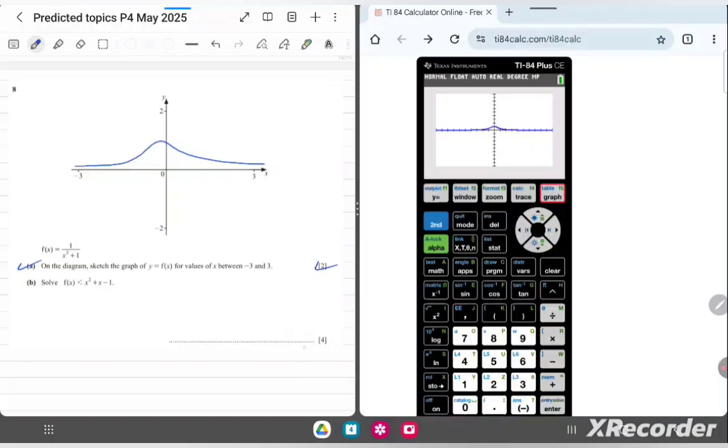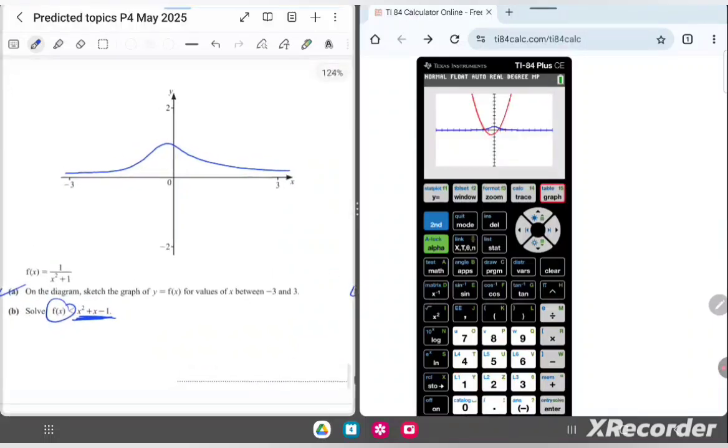Next question, question number 4. This is solve the equation f of x, and f of x is already there. It's here. Okay, and less than this equation, so you have to draw this equation. Let's go again to y, go to y2, and let's write x squared plus x minus 1, and let's graph this one to see.